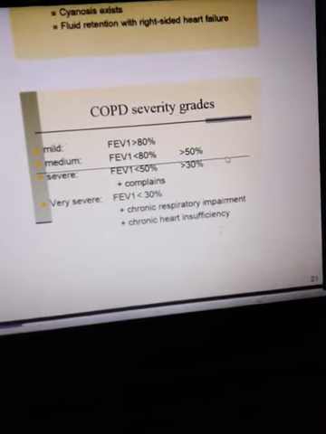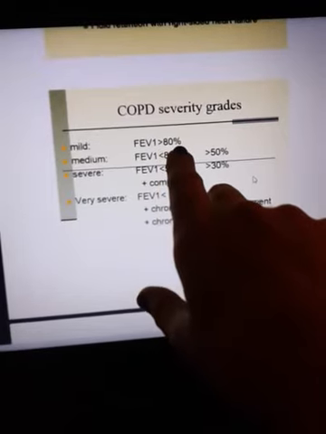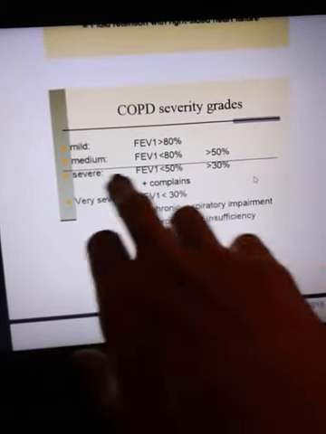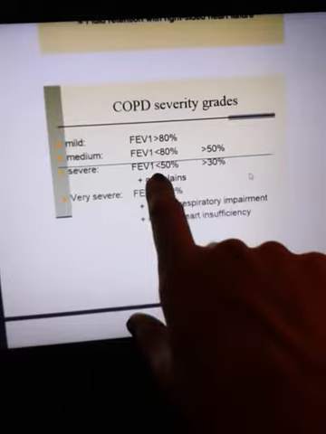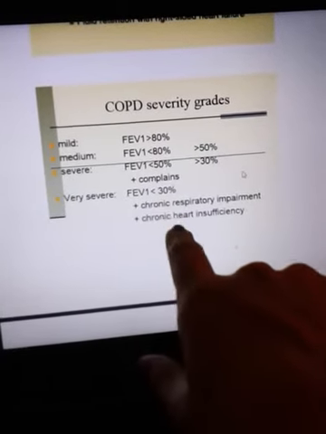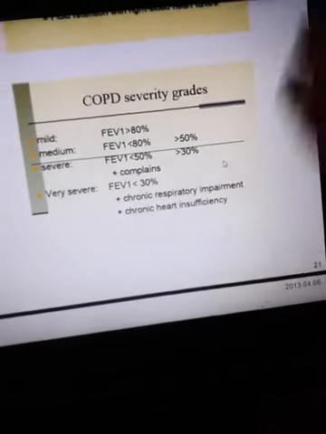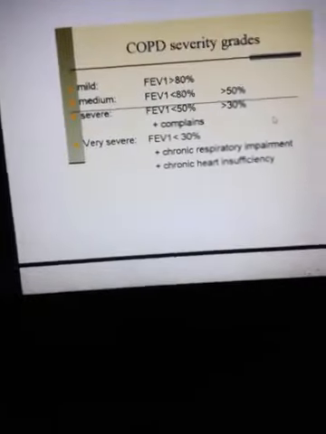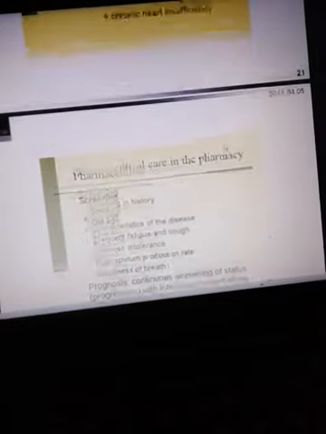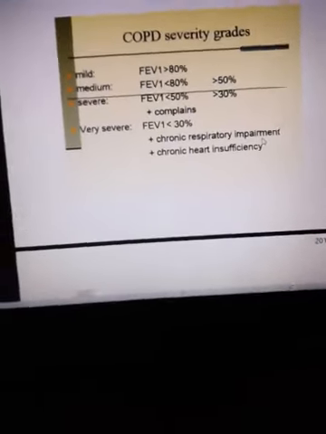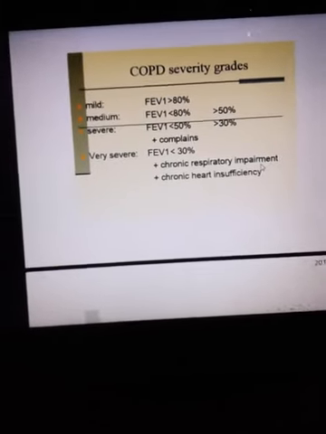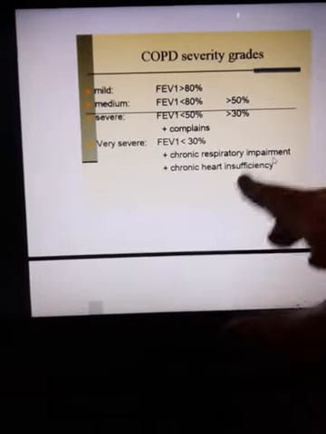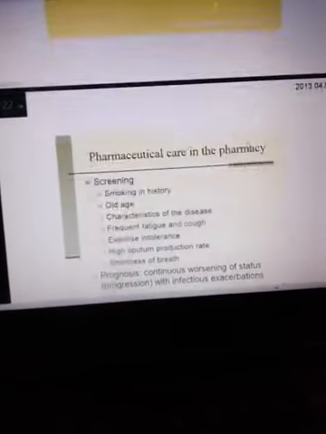COPD severity grade: mild, forced expiratory volume more than 80% is mild COPD. Less than 80% moderate COPD, less than 50% severe; بیشتر از 30 و کمتر از 50 severe. Very severe, less than 30% plus chronic respiratory impairment plus chronic heart insufficiency. یعنی کمتر از 80، بین 50 و 80، بین 30 و 50، کمتر از 30 که همراه با chronic heart insufficiency و chronic respiratory impairment است.